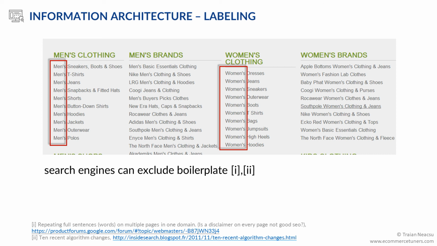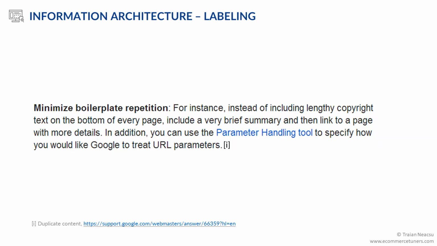It doesn't really help to repeat men's jeans across a million pages, since search engines can exclude boilerplate text pretty well when computing relevance. This screenshot is an excerpt from Google Webmaster's Guidelines.